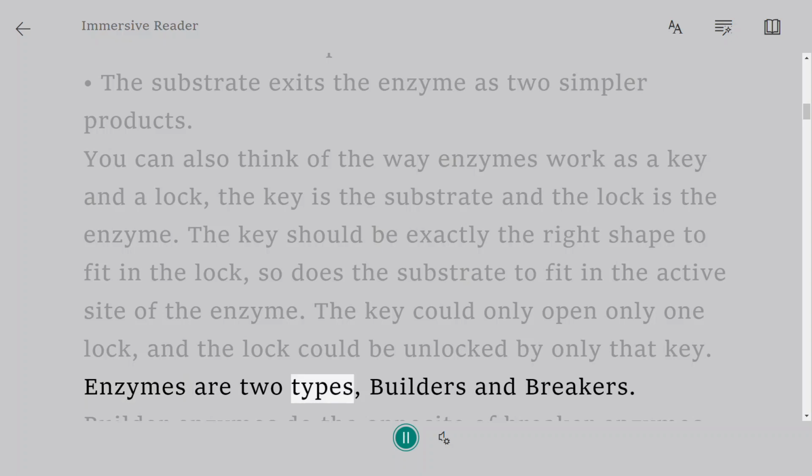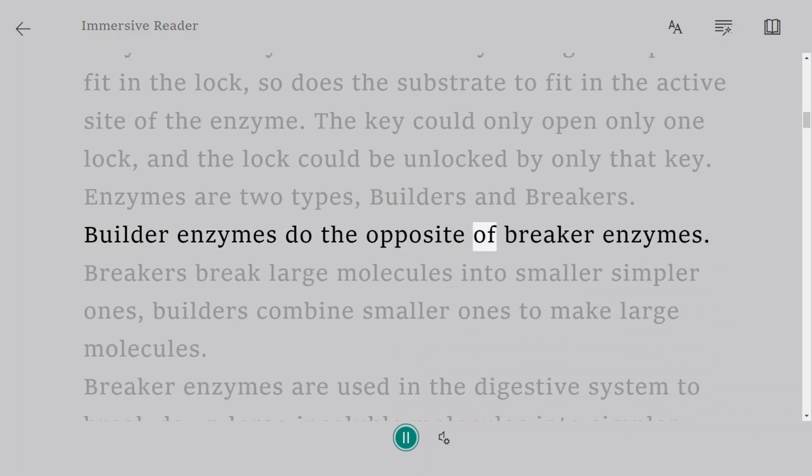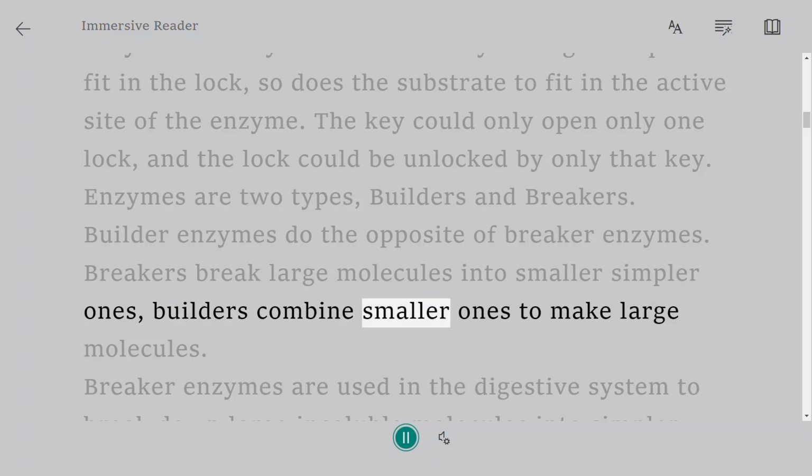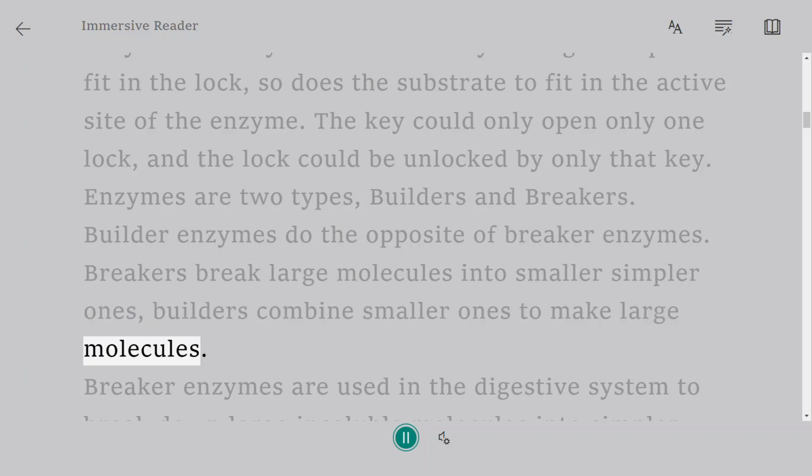Enzymes are of two types, builders and breakers. Builder enzymes do the opposite of breaker enzymes. Breakers break large molecules into smaller, simpler ones. Builders combine smaller ones to make large molecules.